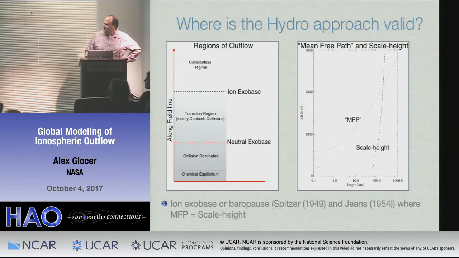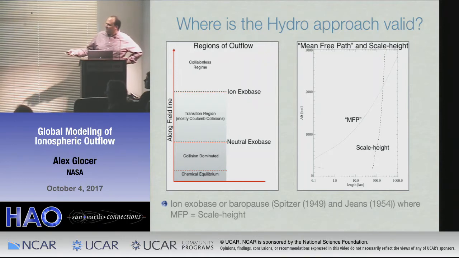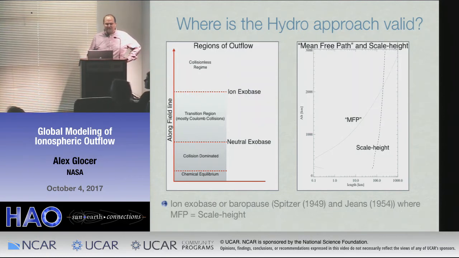So, one way you can estimate that is to go back and think about what are the regions of outflow. At the base of the field line, you're dominated by chemistry and collisions. And then eventually you'll go through a transition region, you'll become completely collisionless. But there are a couple of important altitudes in here. One is the neutral exobase, where the ion-neutral collisions become no longer important. And there's also the ion exobase, which a lot of people don't think about, but this is where the ion-ion collisions stop becoming important. And you can estimate the height of the ion exobase by looking at where the Knudsen number is equal to 1.